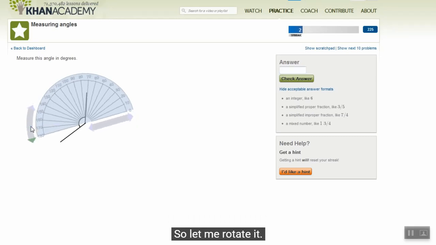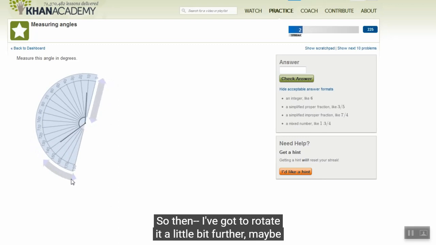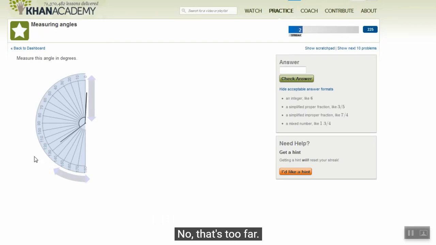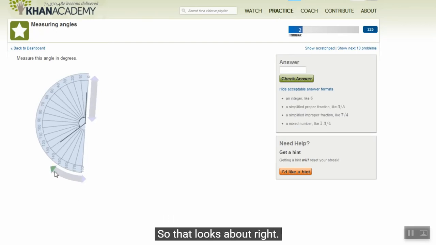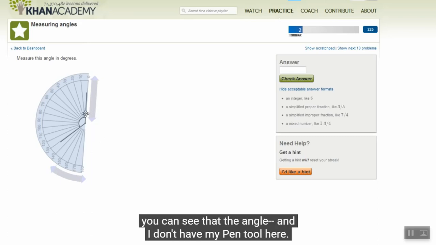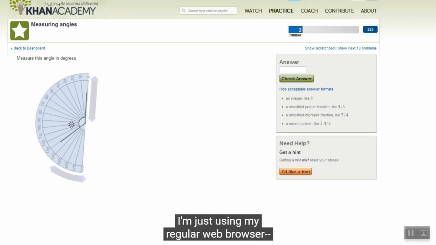So let me rotate it. Then, I got to rotate a little bit further. That looks maybe one more. No, that's too far. So that looks about right. And then if you look at it this way, you can see the angle, and I don't have my pen tool here, I'm just using my regular web browser. If you look at the angle here, you see that the other line goes to 130 degrees. So this angle that we need to measure here is 130 degrees, assuming you can read sideways. So that is 130 degrees.